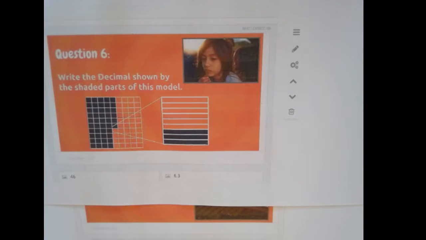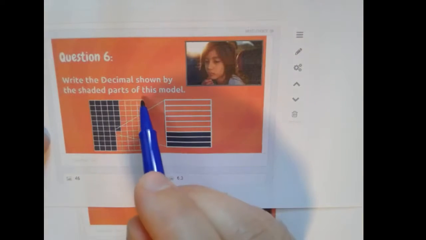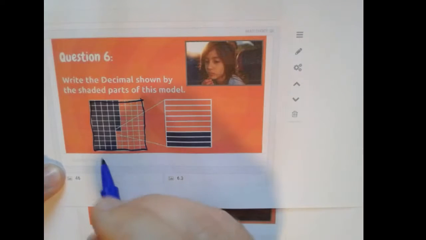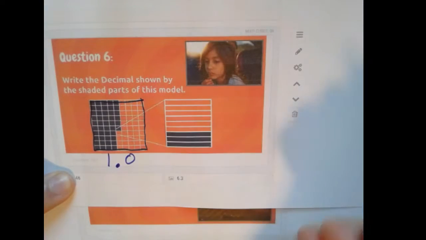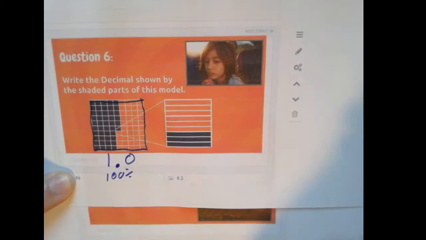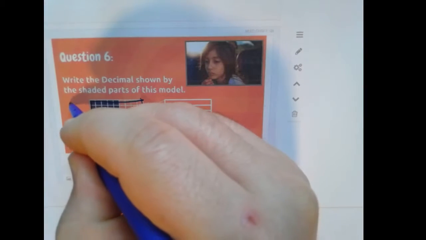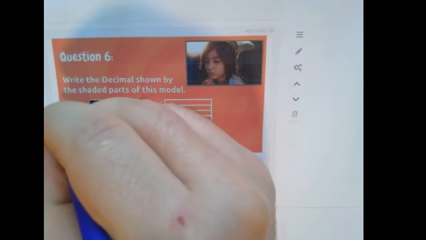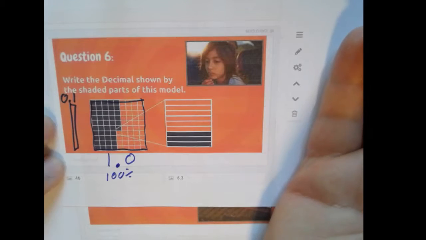Okay, on to question 6. So in this case, this whole box adds up to 1, as in 1.0 or 100%, if this whole box is filled. So if we look at one row, that would be 0.1. Okay, as in a tenth, right?